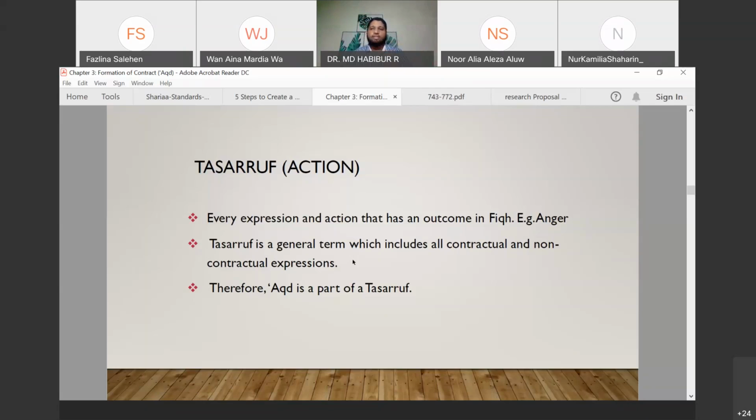So every aqad is tasarruf, not otherwise. Every aqad is tasarruf, but every tasarruf is not necessarily aqad. I hope you understand. So aqad is a part of tasarruf because aqad is contractual and creates the obligation. But tasarruf could be contractual, could be non-contractual. So when it is not contractual, of course, there is no obligation, because obligation comes from the contract, from the mutual agreement.